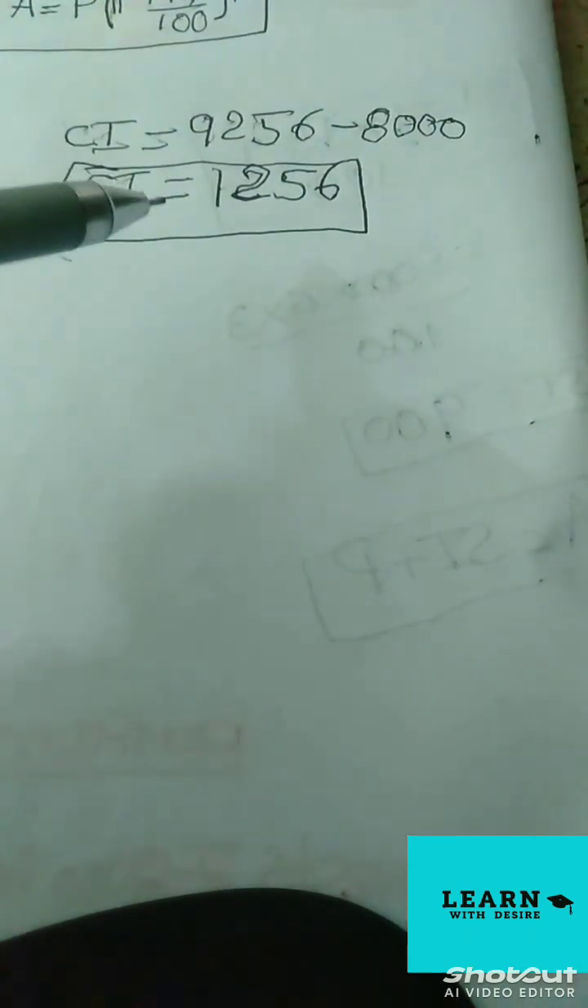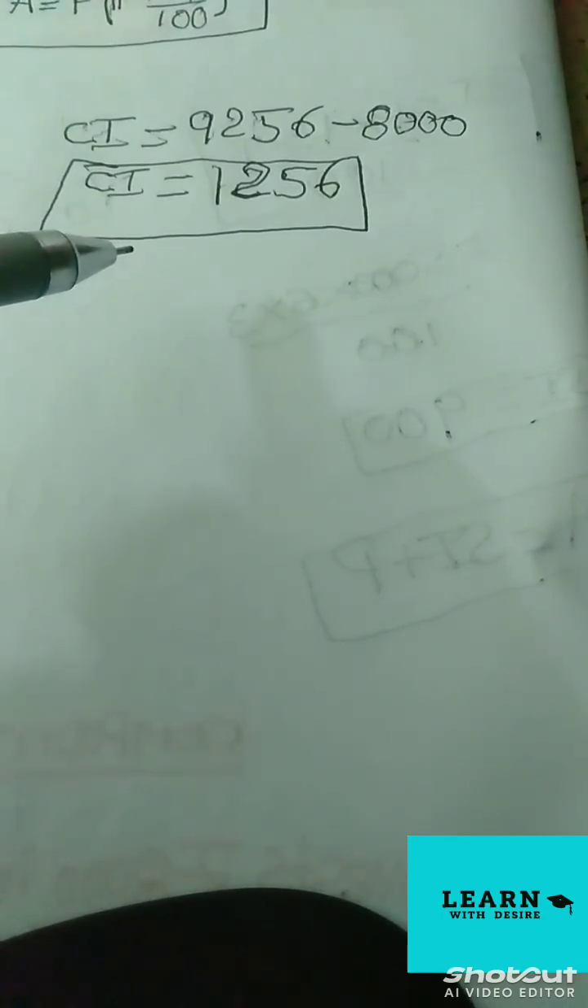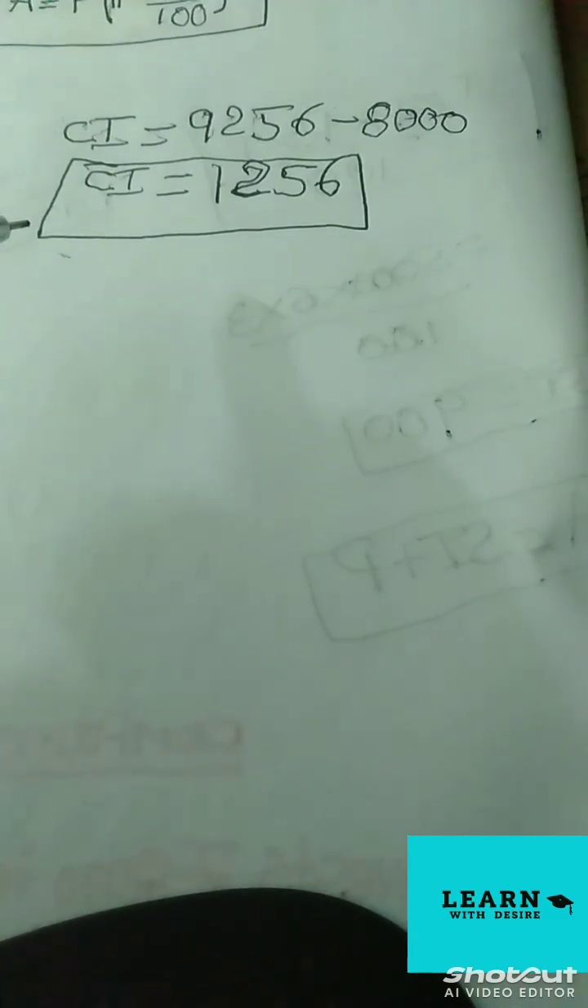Now let us calculate the compound interest. For finding the compound interest, the formula is the total amount minus principal amount. That is, the total amount we got, 9,256, minus the principal amount, 8,000. If we subtract the two values, we get the compound interest value, that is 1,256. In this way you can find the compound interest.